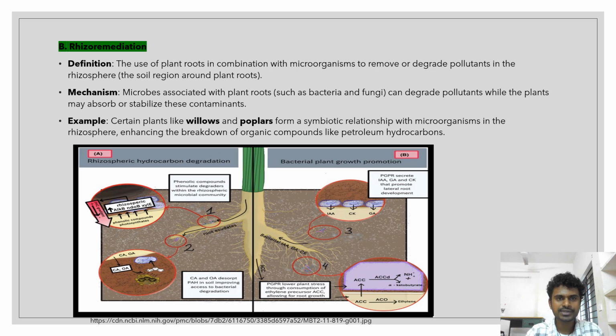The use of plant roots in combination with microorganisms to remove and degrade pollutants in the rhizosphere. Mechanism: microbes associated with plant roots, such as bacteria and fungi, can degrade pollutants while the plants may absorb or stabilize these contaminants. Example: certain plants like willows and poplars form a symbiotic relationship with the microorganisms in the rhizosphere, enhancing the breakdown of organic compounds like petroleum hydrocarbons.